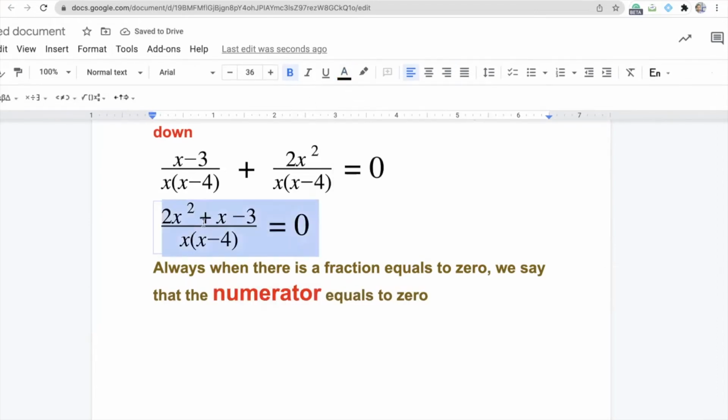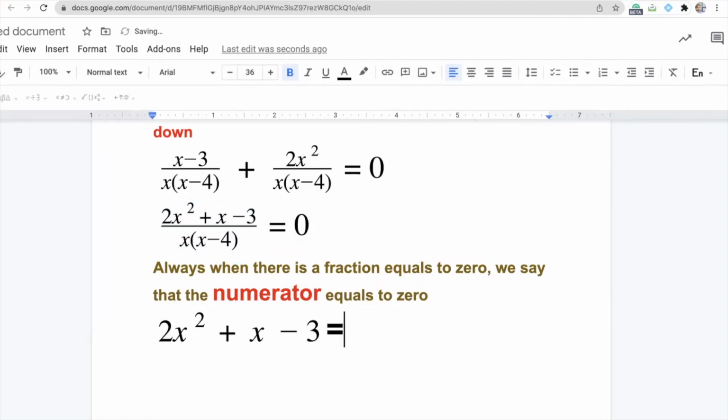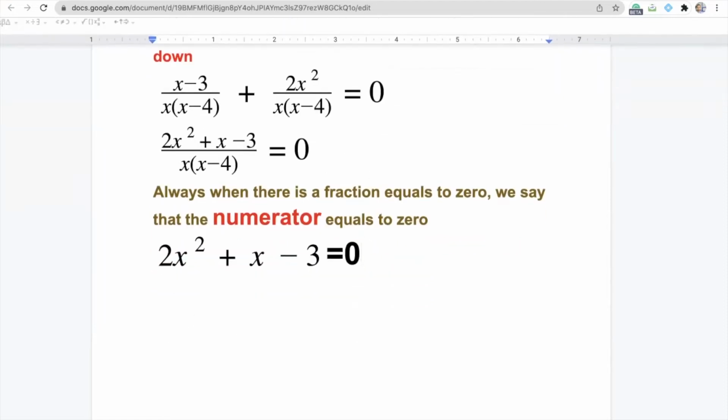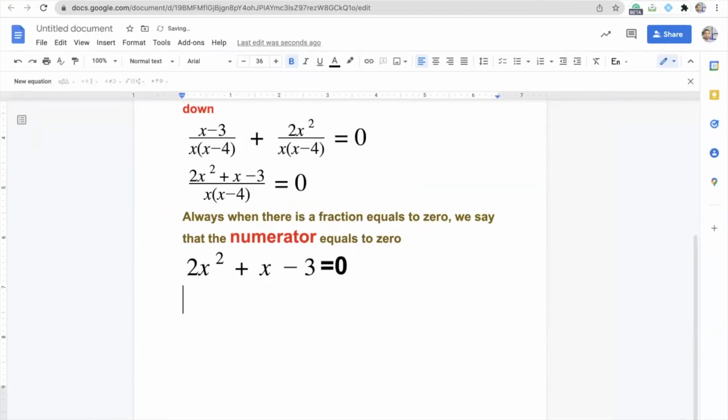So now let me write it. I'll just write this up, equals to 0. Now, what should I use? Sum and product, or the quadratic formula? Product. So what are the two numbers that if you multiply them by each other, you will get 2? You have 2 and 1. I write them under each other. Negative 1 and 3. Now I do cross multiplication.